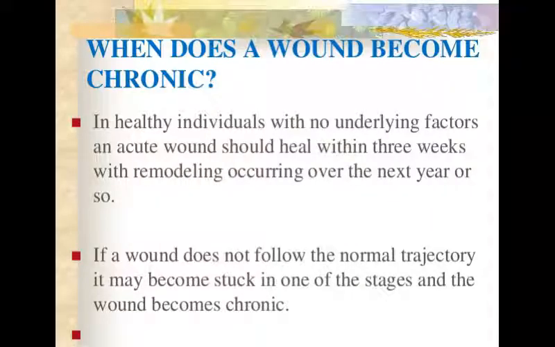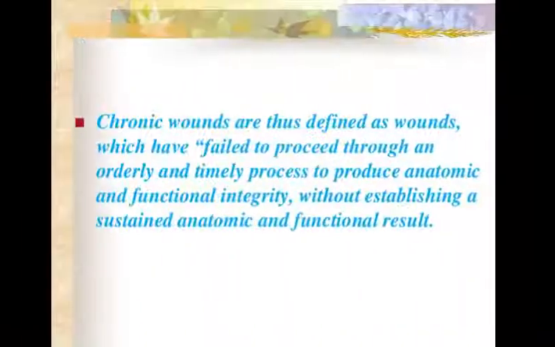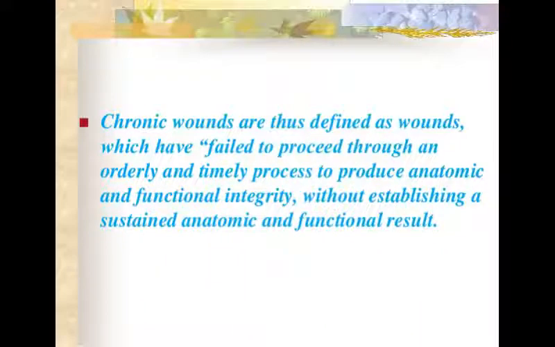When does the wound become chronic? In healthy individuals with no underlying factors, an acute wound should heal within 3 weeks, with remodeling occurring over the next year or so. If the wound does not follow the normal trajectory, it may become stuck in one of the stages and the wound becomes chronic. Chronic wounds are thus defined as wounds which have failed to proceed through an orderly and timely process to produce anatomic and functional integrity, or have proceeded without establishing a sustained anatomic and functional result.